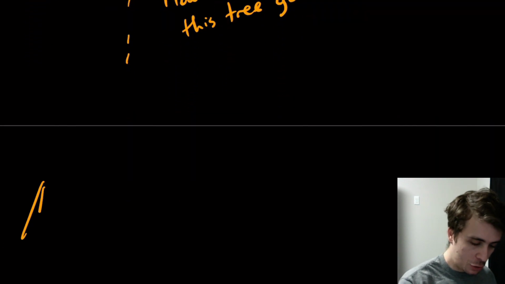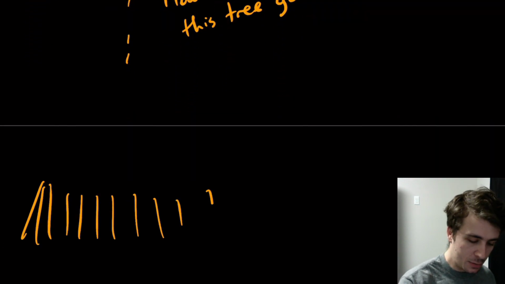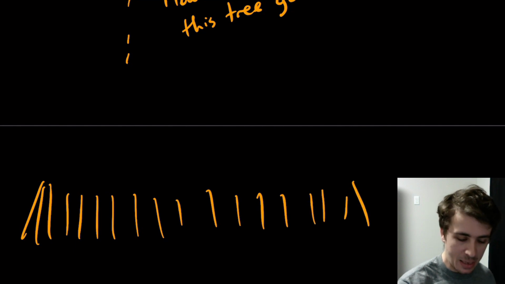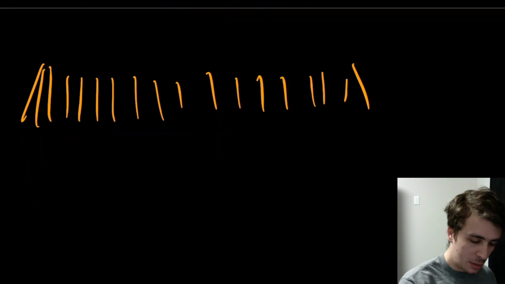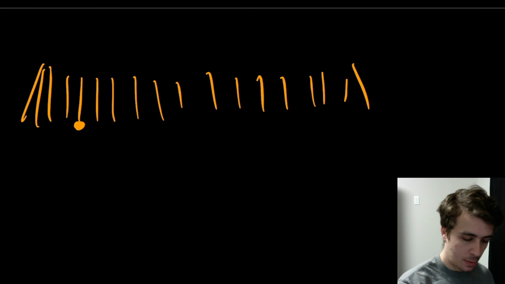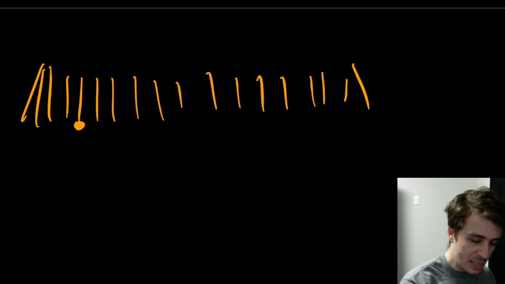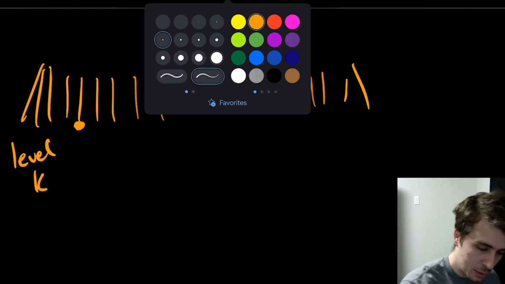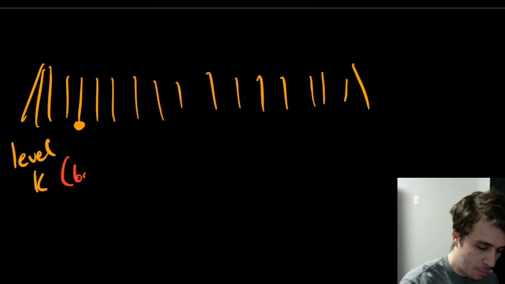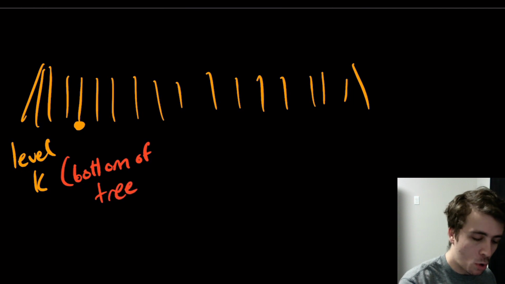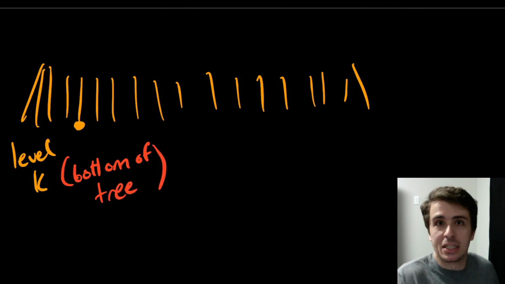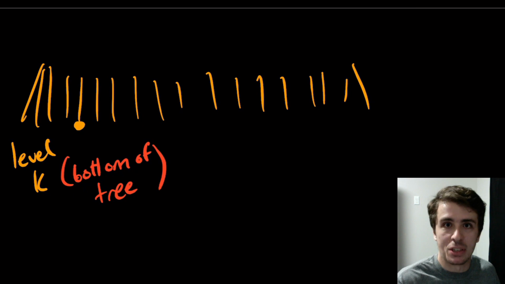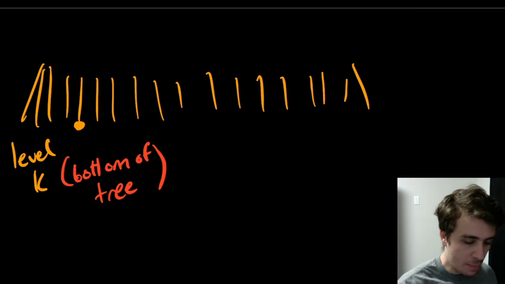So eventually we're going to have a gigantic number of subproblems here. And if we examine one of them, let's say that this is level k, and let's say that this is the bottom of the tree. So let me write that here: bottom of the tree. So there are no more recursive calls at all, because it's a recursive algorithm. It's got to stop at some point, going down, I mean.